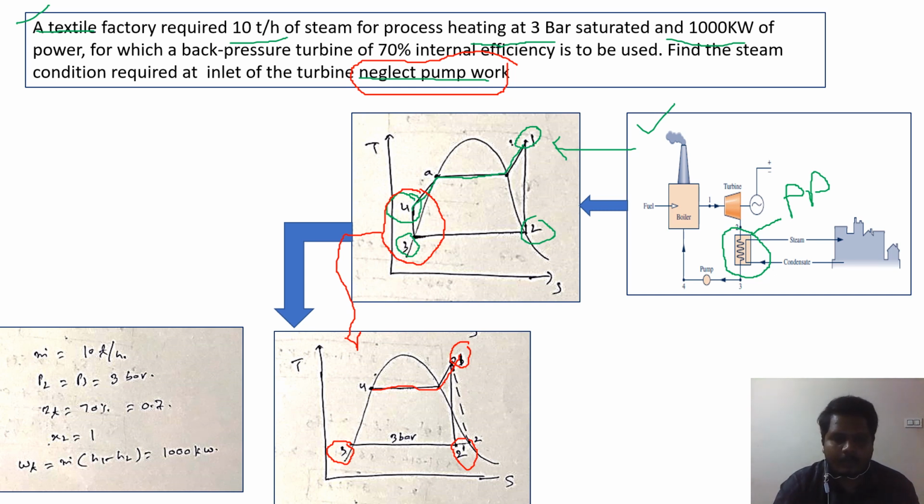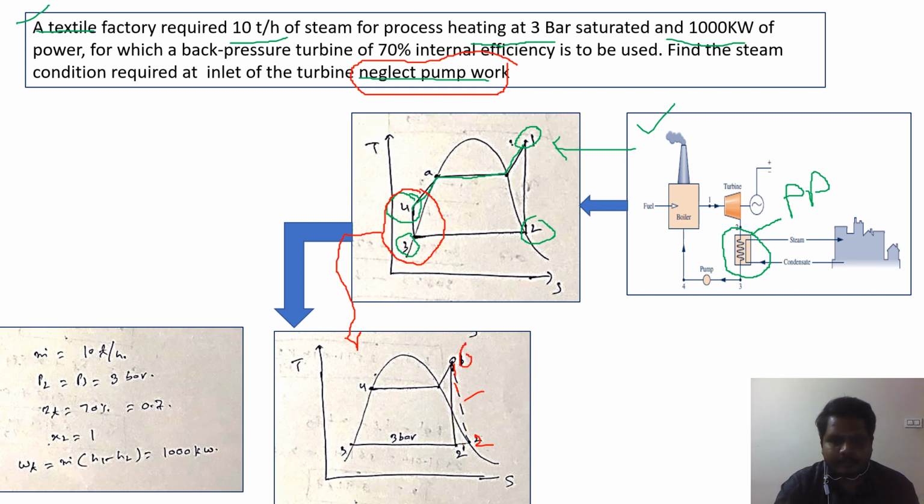Now let us see, on the TS diagram I have drawn one more line, that is 1 to 2', which is a dotted line. Because generally in the turbine, if you neglect the losses, the isentropic expansion will be a straight line on the TS diagram, the process 1 to 2.